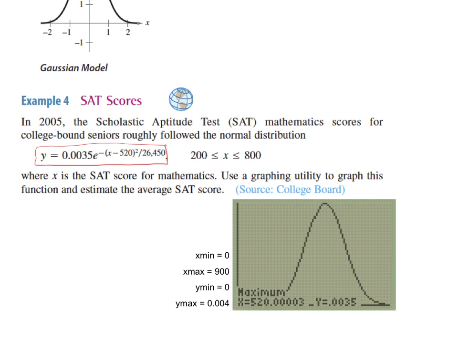It would be 520. If it's not shifted at all, our bell curve has a peak on the y-axis when x is 0, right? Notice here, we have x minus 520. That's going to shift our whole thing to the right 520 units. Which means, what was the average score for all of our SAT scores in 2005? 520. It was 520.